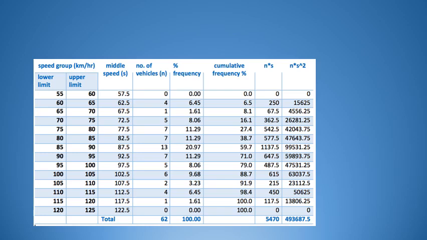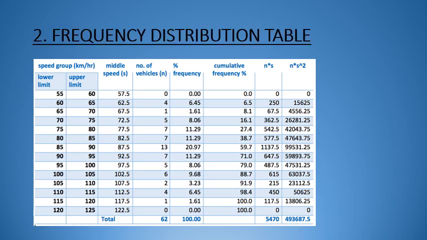Then you have to find the number of vehicles. The number of vehicles is that speed is between the range of the upper and lower limit. Then you'll have to find the percentage frequency. The percentage frequency is found by number of vehicles divided by the total number of vehicles, which is 62 cars, then multiply by 100 to find the percentage.